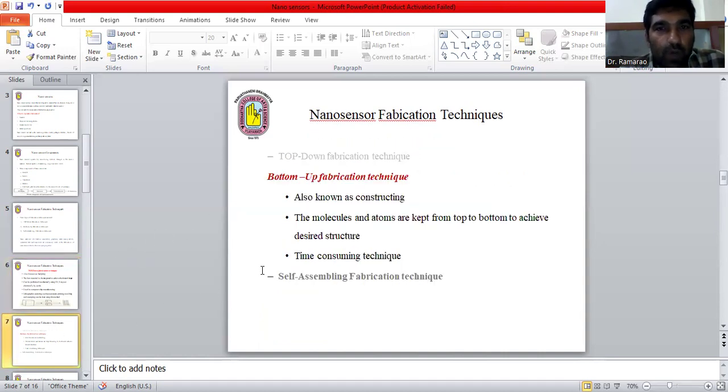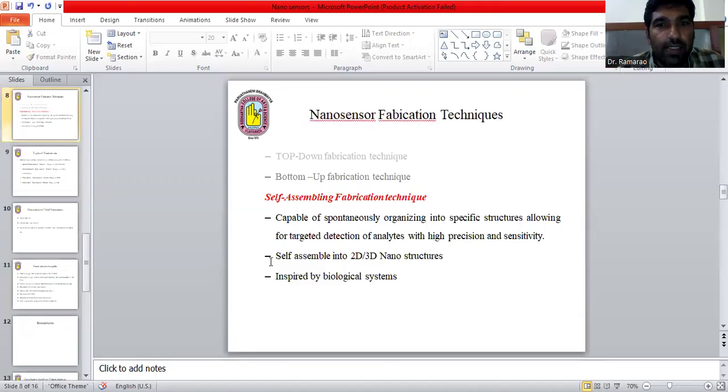So the next one is bottom-up fabrication technique. It is also known as constructing, to achieve a specified or desired nanostructure. The molecules are kept from bottom to up. So this is a time-consuming technique.